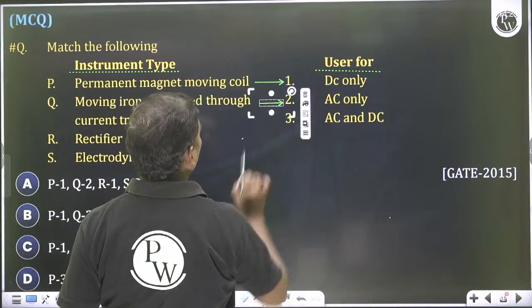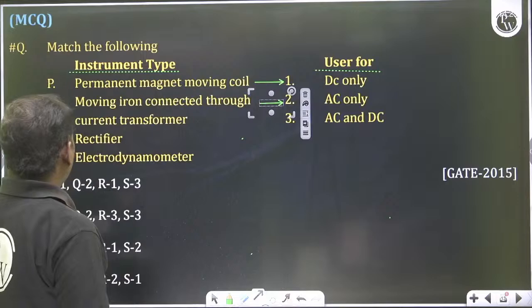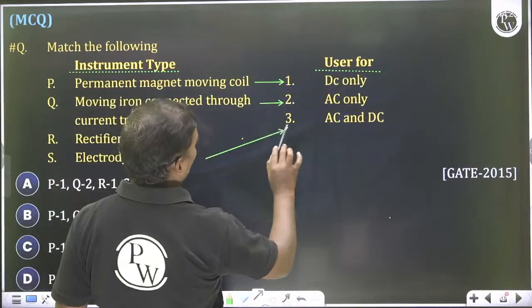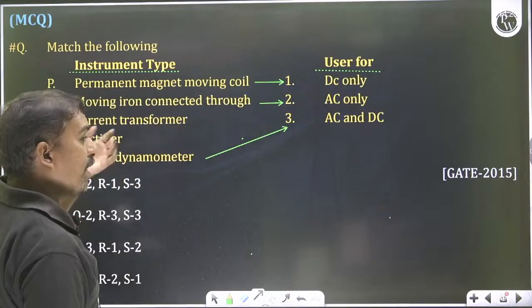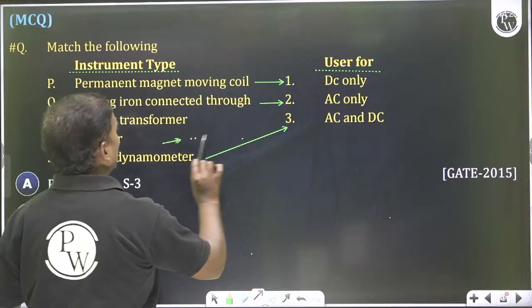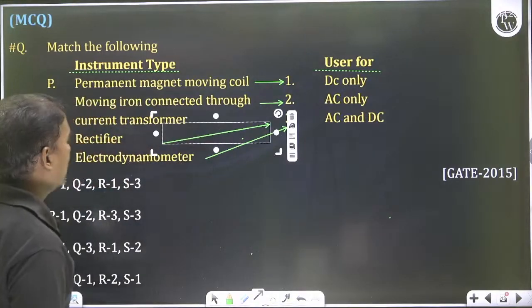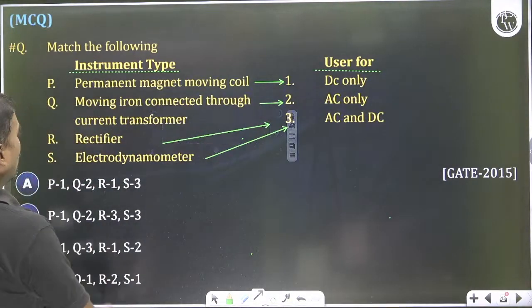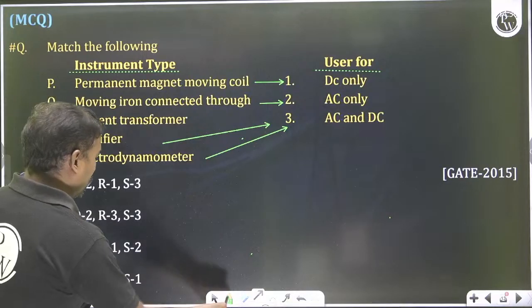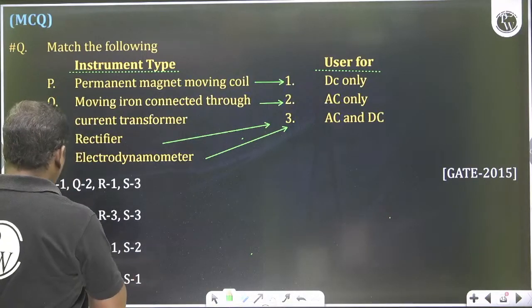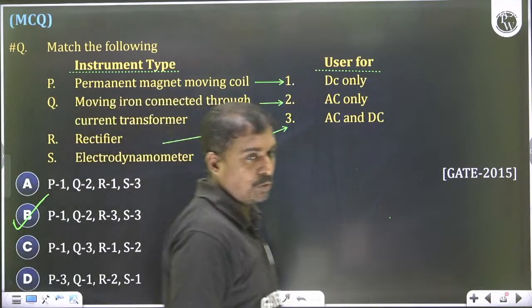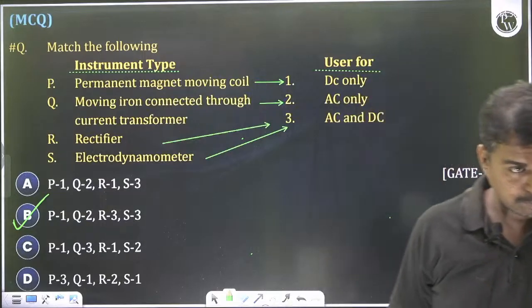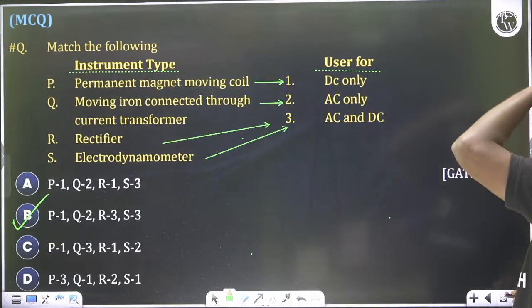It is suitable only for AC. So Q goes to 2. Next, dynamometer, sure, it is suitable for AC and DC. Rectifier also can be suitable for AC and DC because it is going to average the DC value. So R goes to 3, S goes to 3, P goes to 1, Q goes to 2. So option B is the right answer. Very good question. Okay, so let us go for the next question.